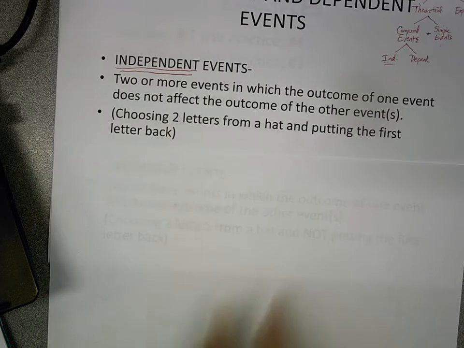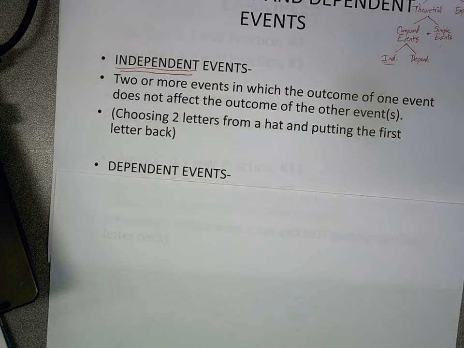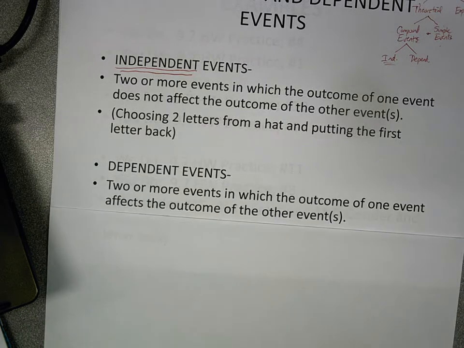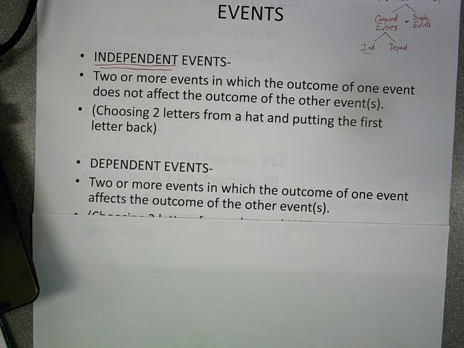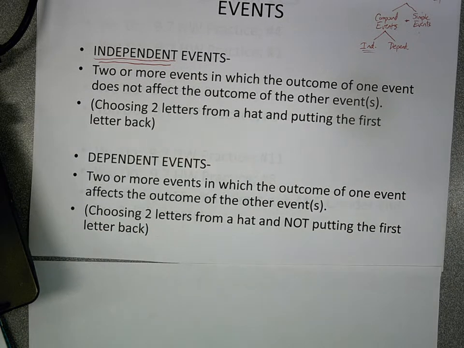Our next word, you guys probably know where this is going. Dependent events. Everyone? Dependent events. So here's what dependent events are. These are 2 or more events in which the outcome of one event affects the outcome of the other event. In your little box off to the side, you can write down choosing 2 letters from a hat and not putting the first letter back. We saw how that affected the probability of the second pick in our game, right? It went from 1/4 to 1/3. It increased our chances of winning the game, at least if you chose the 1 the first time around.